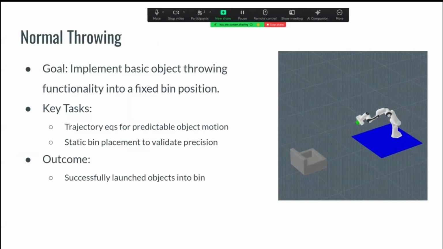In the normal throwing part, we had a trajectory optimization methodology where we tried to find the release position of the ball along with the release velocity. Then with the COMO calculations, we created a motion plan for that. Then we executed them in BOTO.